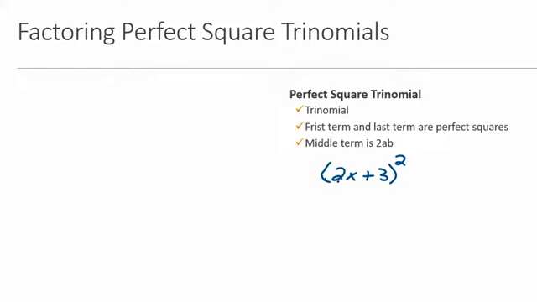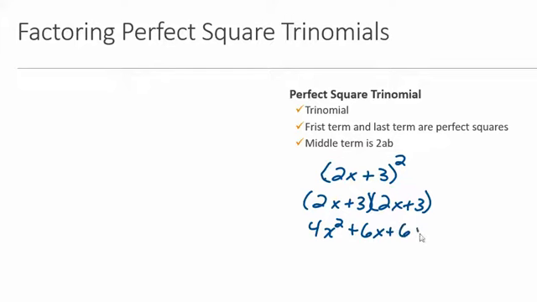So let's say we had something like (2x + 3) squared. To do that, we would need to write (2x + 3) times (2x + 3). Remember, to multiply this out, you're going to use FOIL. So we're going to go 2x times 2x, which is 4x squared. 2x times 3, which is 6x. 3 times 2x, which is 6x. And 3 times 3, which is 9. So that gives us 4x squared plus 12x plus 9.